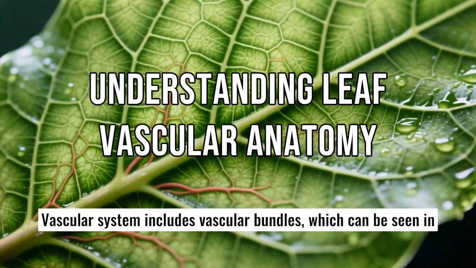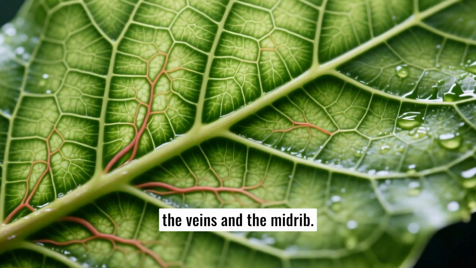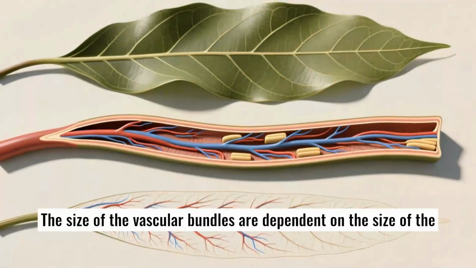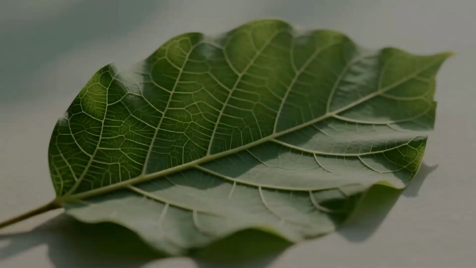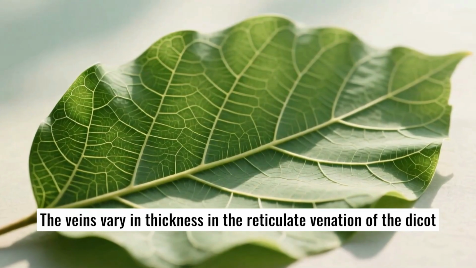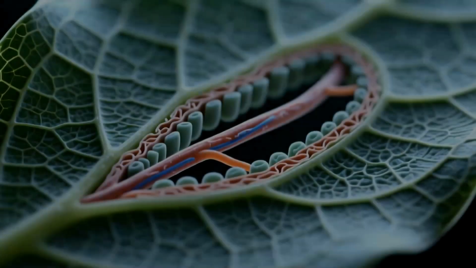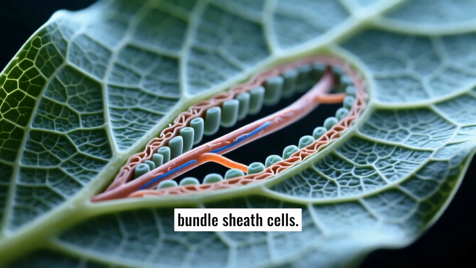Vascular system includes vascular bundles, which can be seen in the veins and the midrib. The size of the vascular bundles are dependent on the size of the veins. The veins vary in thickness in the reticulate venation of the dicot leaves. The vascular bundles are surrounded by a layer of thick-walled bundle sheath cells.